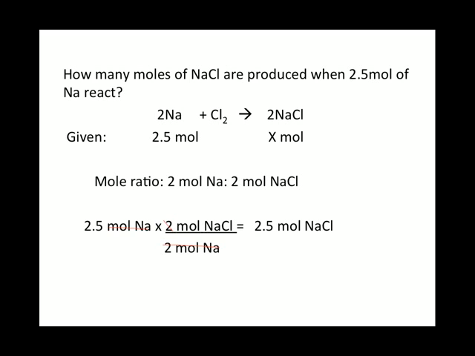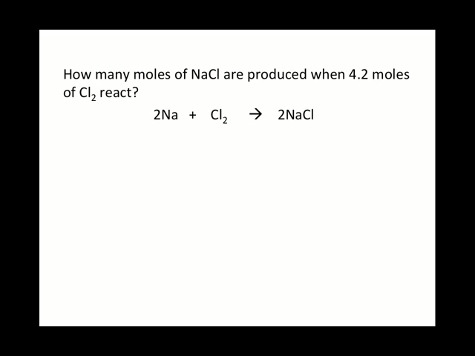All right, let's try a couple more. Now I'd like you to try this one on your own. Just go through the question first. How many moles of sodium chloride are produced when 4.2 moles of chlorine react? And you can see the equation, 2Na plus Cl2 yields 2NaCl. So write down the given information, the mole ratio, and then your solution. So you want to pause the video at this point and then come on back and check out the solution.